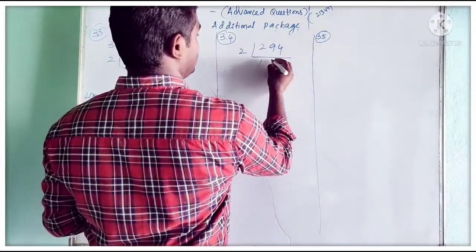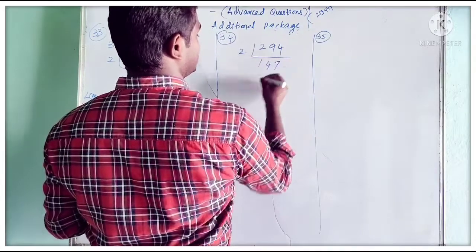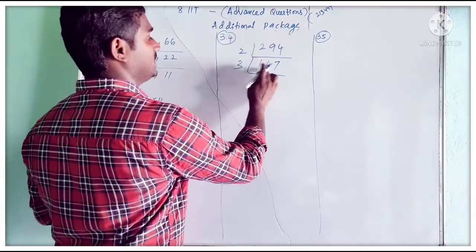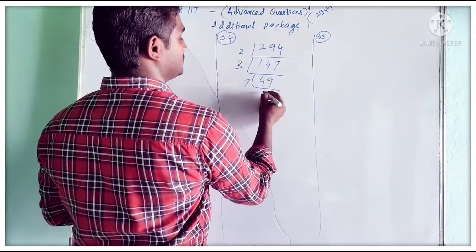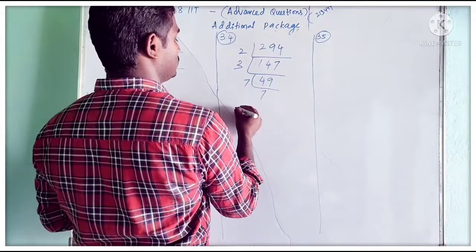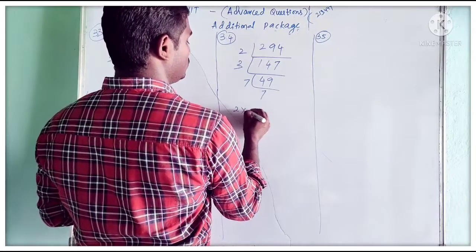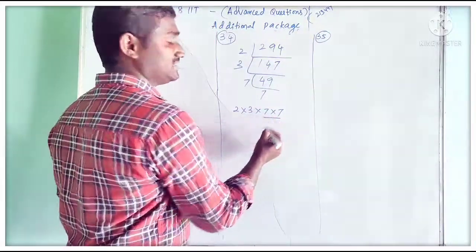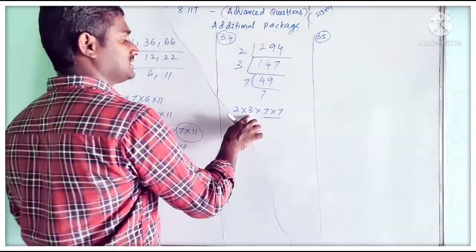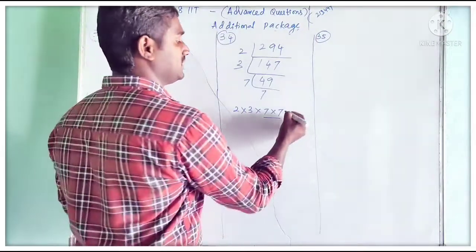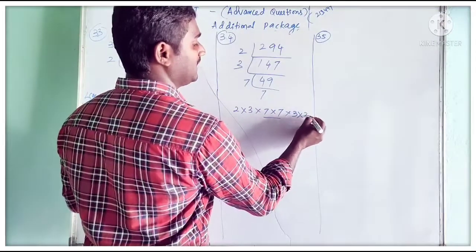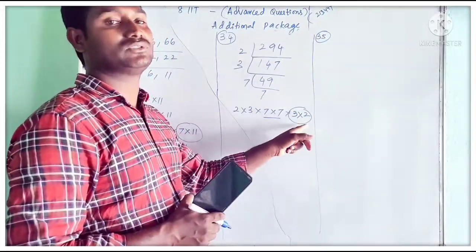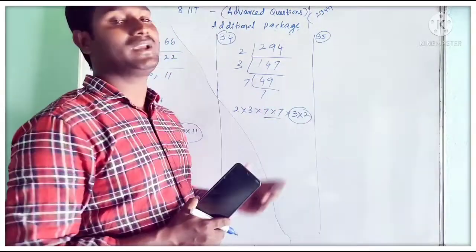2 1s are 2, 2 4s are 8, 2 7s are 14, 147. Next 3 table. 3 4s are 12 and 3 9s are 27. Next 7 into 7. So the prime factorization you can write as 2 into 3 into 7 into 7. So here we have 7 into 7 in a pair. So what are the unpaired numbers? 3 and 7? No, 2 and 3. To make the pairs we need to multiply with 3 and 2. So by what number do we need to multiply? Into 6, since 3 2s are 6. Then it becomes a pair.